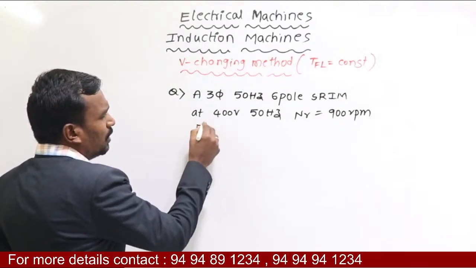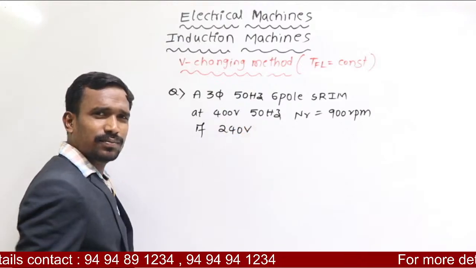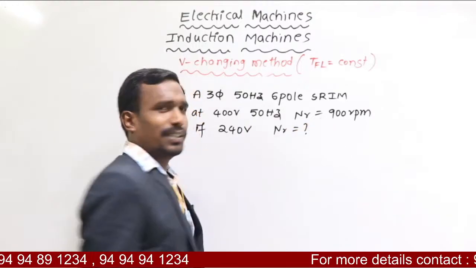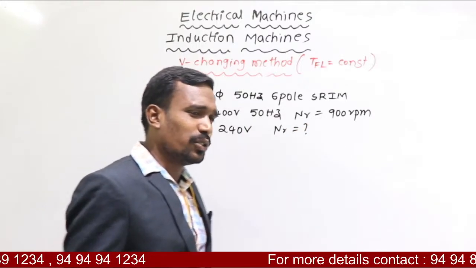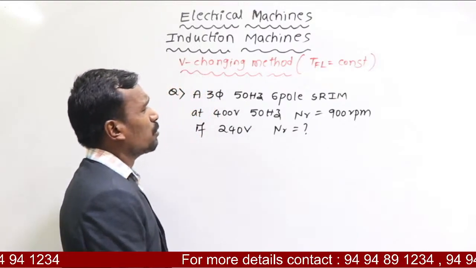For example, voltage reduced to 240 volts, then the rotor speed is equal to how much? Like that they will ask you questions. Okay, so first you have to observe the question once again.